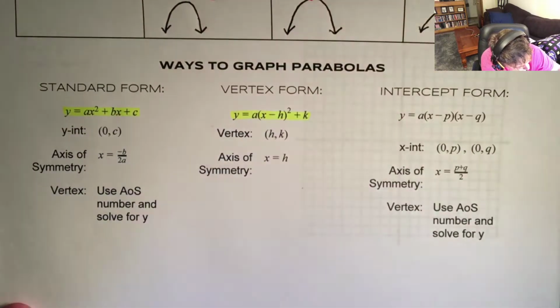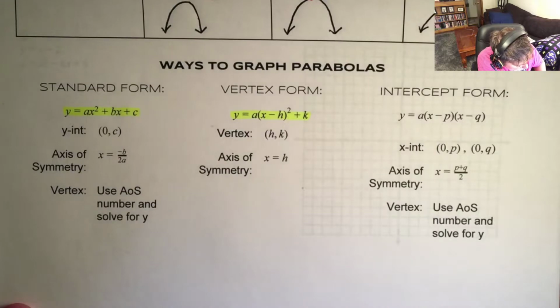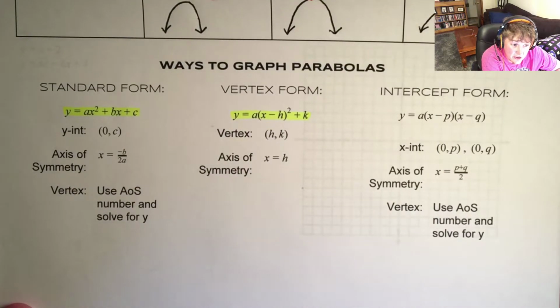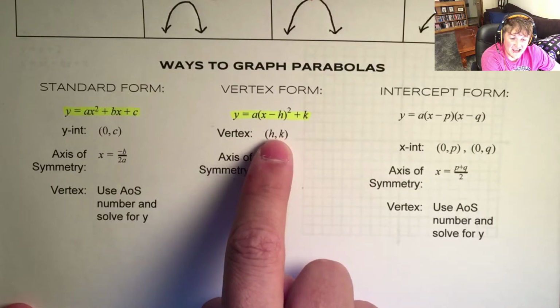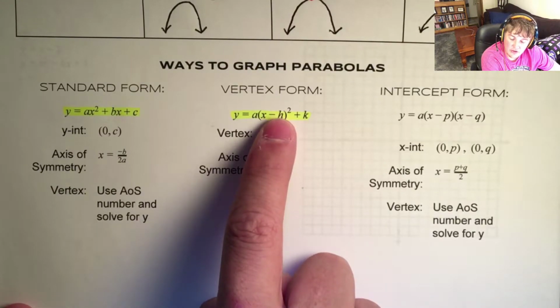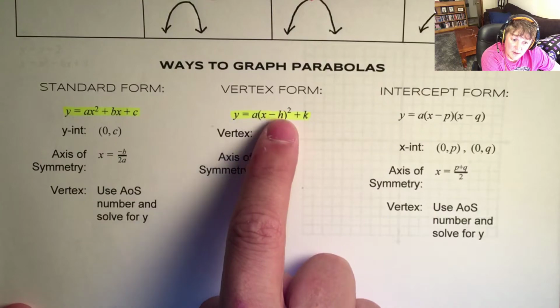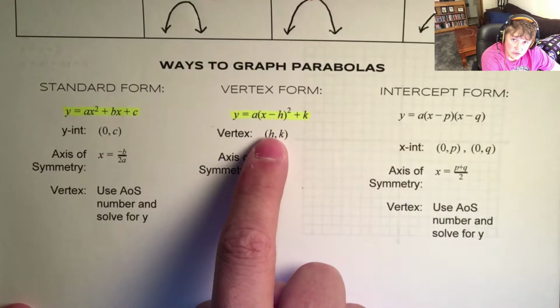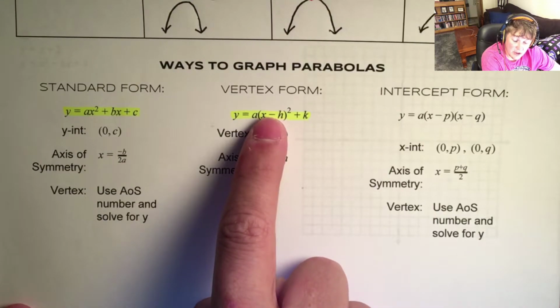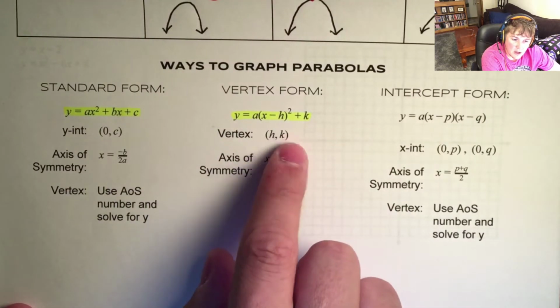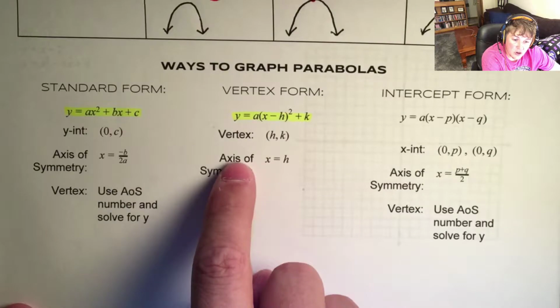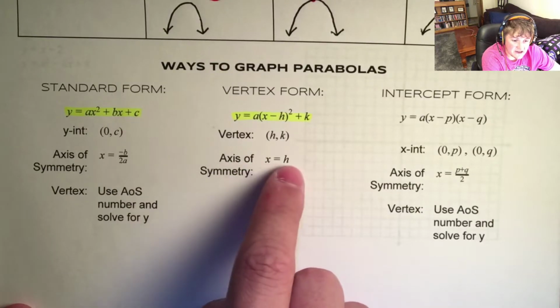Vertex form, y is equal to a times the quantity of x minus h squared plus k. Vertex, really easy, h comma k. You do have to remember, though, that when I have x minus 2, h is positive 2 in that situation. But if I had x plus 2, h would be negative 2 in that situation. We'll talk about that more. And then your axis of symmetry is just simply x is equal to h.